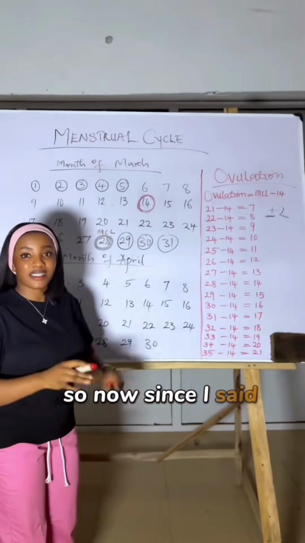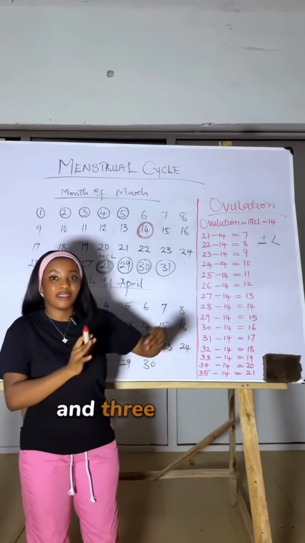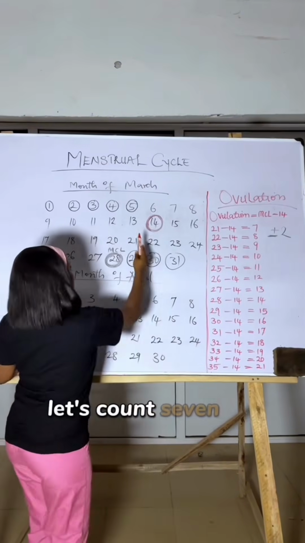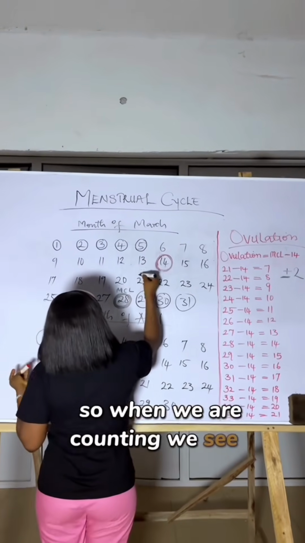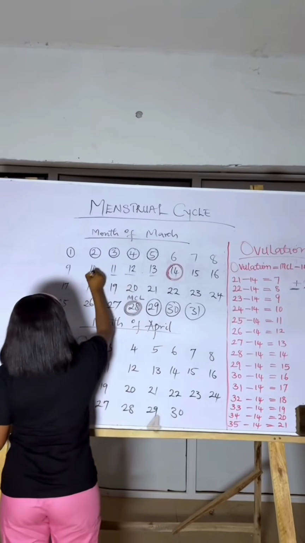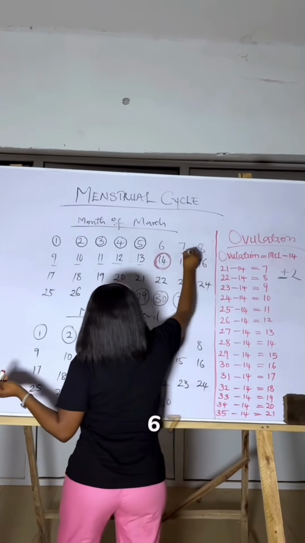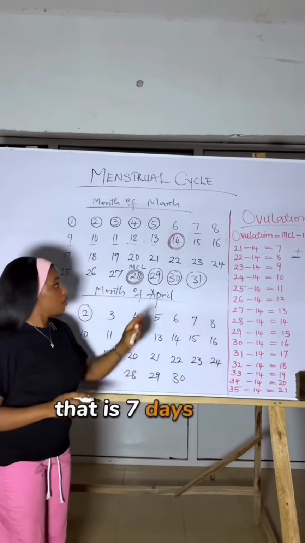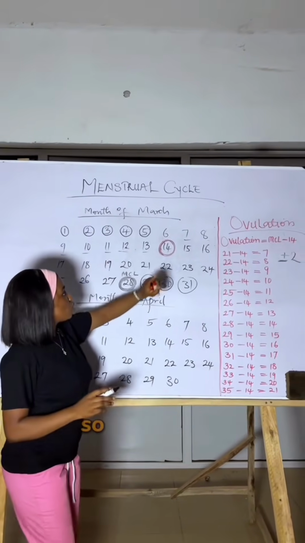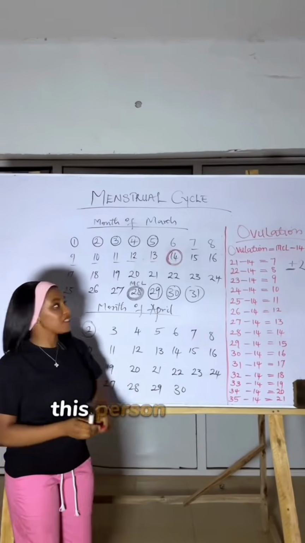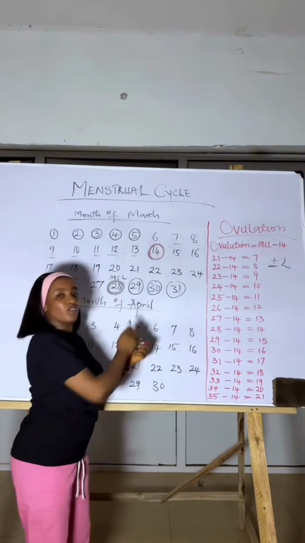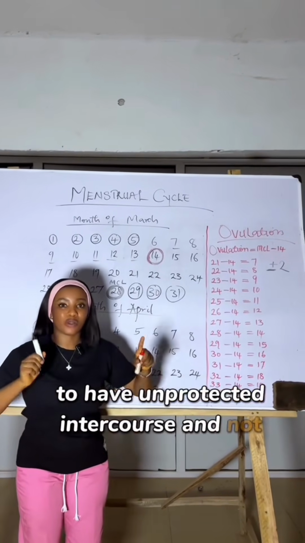So now, since I said 7 days before your ovulation and 3 days after your ovulation, let's count 7 days backward. That is before your ovulation. So when we are counting, we see 1, 2, 3, 4, 5, 6, 7. That is 7 days before this person's ovulation. So it means that since this person's period usually lasts for 5 days, this person only has day 6 to have unprotected intercourse and not get pregnant.